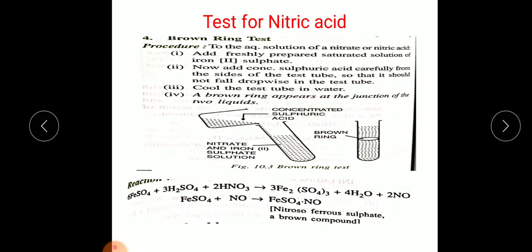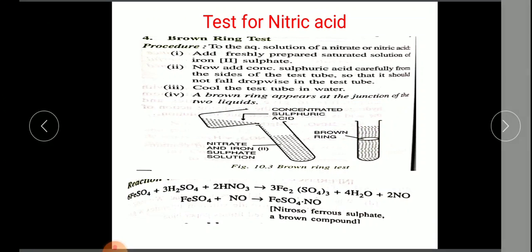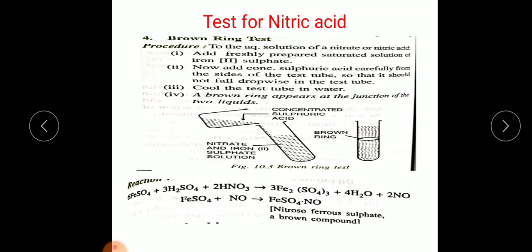Three, cool the test tube in water. So after that you can cool the test tube. After cooling, a brown ring appears at the junction of the two liquids. So after cooling it, you will find that a brown ring has formed at the junction of the two acids, one sulfuric acid and the other nitric acid. If the brown ring is formed, this means there is nitric acid or a nitrate compound.